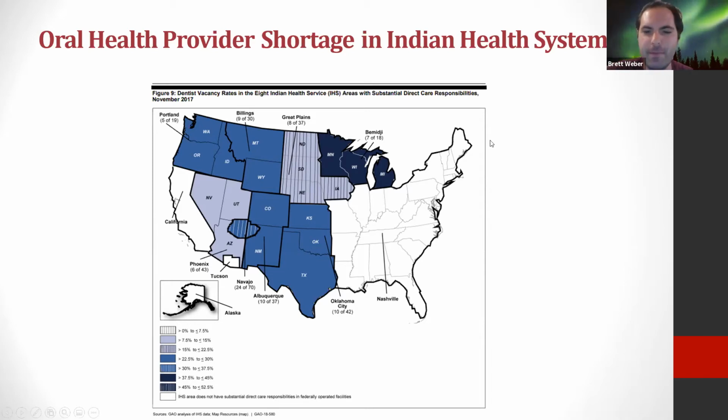And you can see, it might be a little hard to read on your screen, but in the Oklahoma City area, IHS has 42 dentist spots and 10 of them are currently vacant, right? So that's 25% of spots are unfilled. So it's pretty safe to say there's a provider shortage. You're not as bad off as Bemidji, where 7 out of 18, more than a third, are vacant. But still, Oklahoma City, that is an area of concern, the lack of dentists in direct service facilities. Go ahead to the next slide.